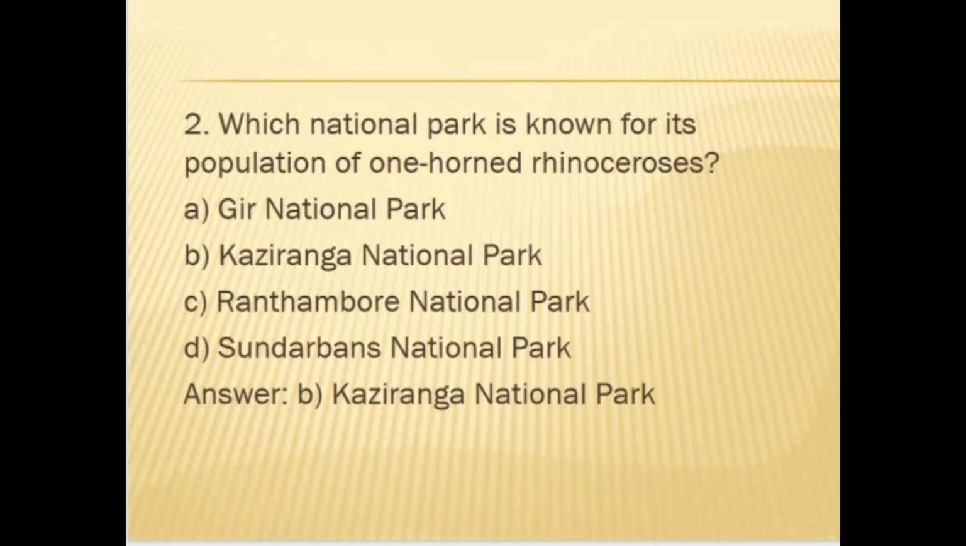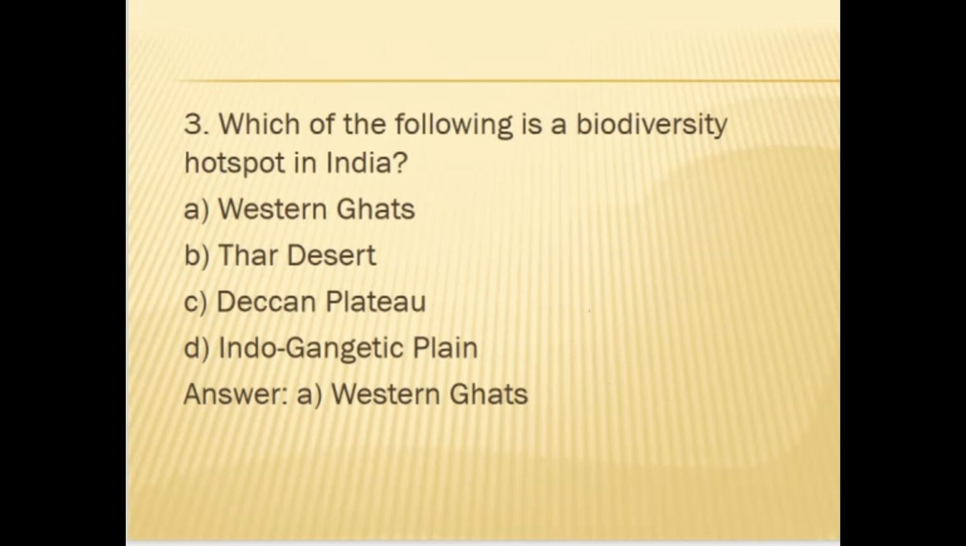Which national park is known for its population of one-horned rhinoceroses? Gir National Park, Kaziranga National Park, Ranthambore National Park, Sundarbans National Park. Answer B. Kaziranga National Park.